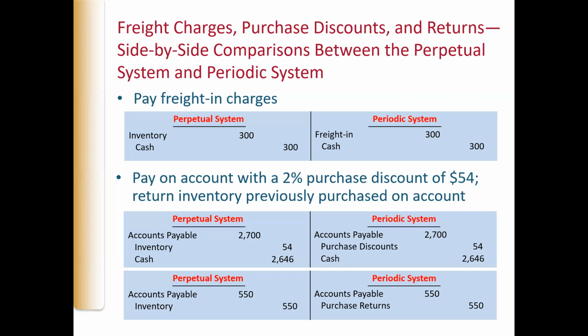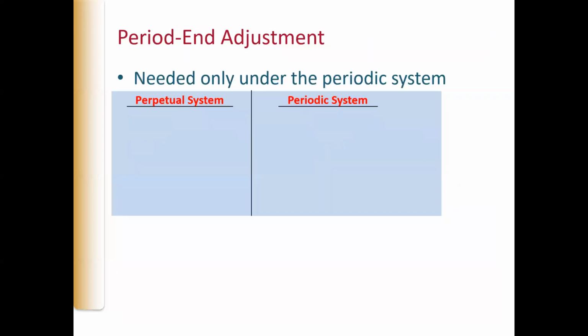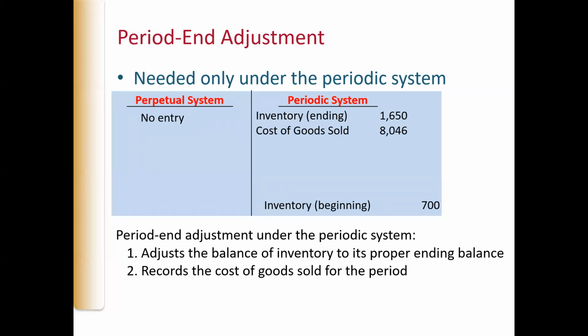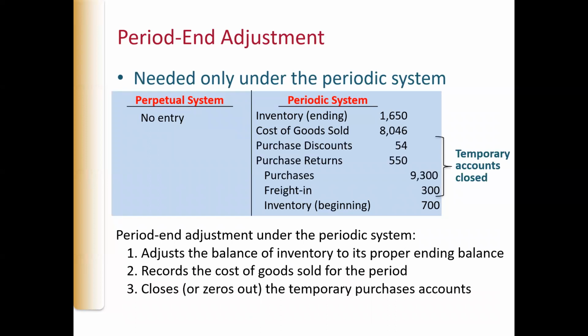Okay, does that make sense? Only under the periodic system do you have to do an adjustment at the end of the period. You need to show the ending inventory. And the way we do that is we get rid of, records the cost of goods sold for the period, and these accounts, purchase discounts, purchase returns, freight in, and purchases all get zeroed out. Okay, they all get zeroed out.